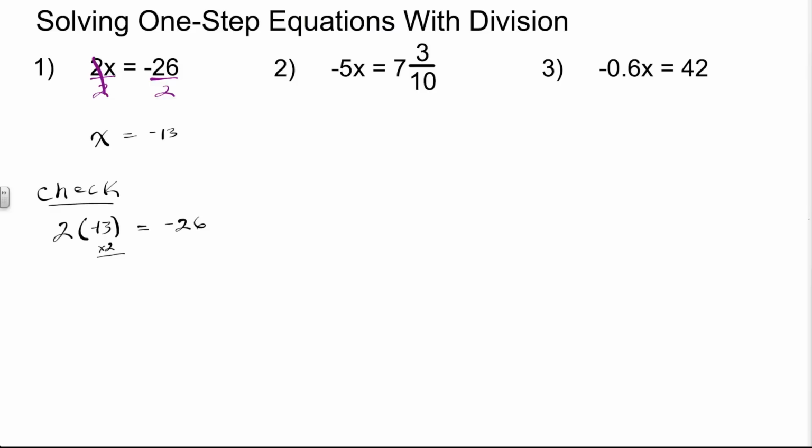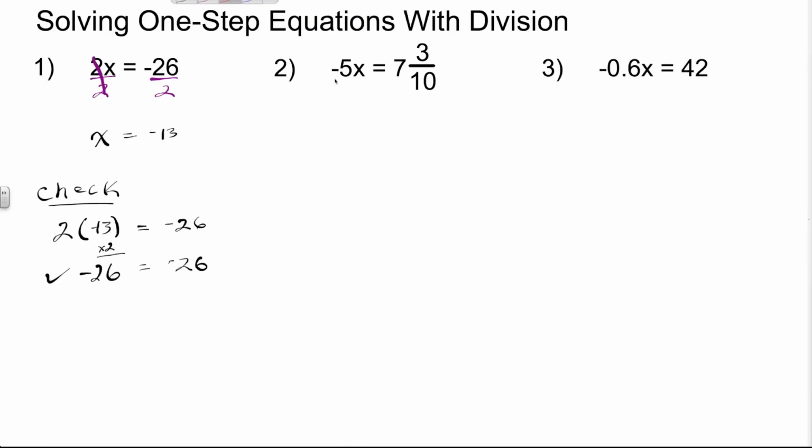2 times 3 is 6. 2 times 1 is 2. And that gives us a negative 26 because a positive times a negative is always negative. So our work does check out for that first problem. There you should see and notice that we used the division property to divide each side by 2.